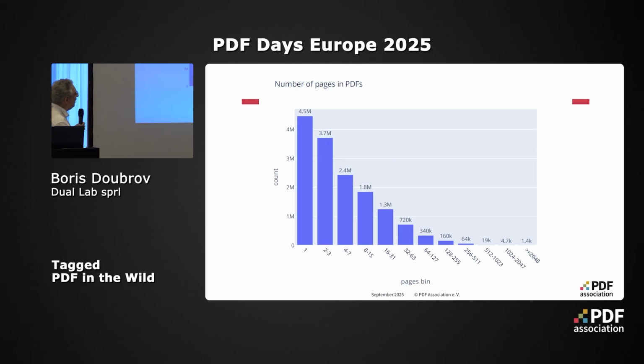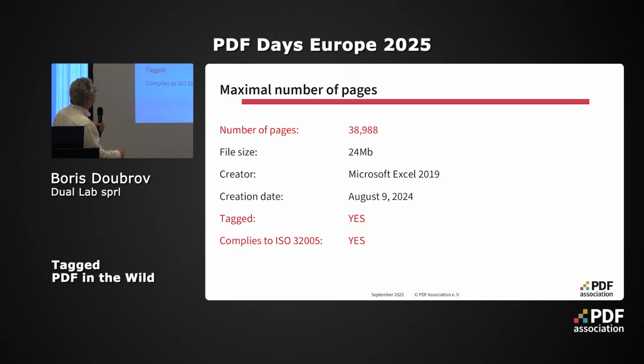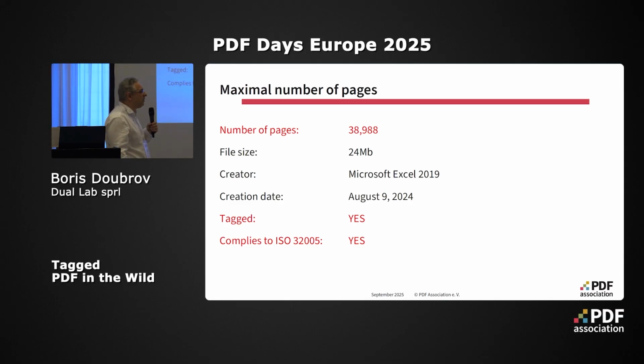And again, we look at what is the maximal number of pages, and here we come. The document with almost 39,000 pages. Well, the size is not large, and from the creator, you probably guess that it was just an export of a very, very large, I don't know, transaction collection or whatsoever. So in Excel, from time to time, you get a lot of data, and someone wanted to save it to PDF.